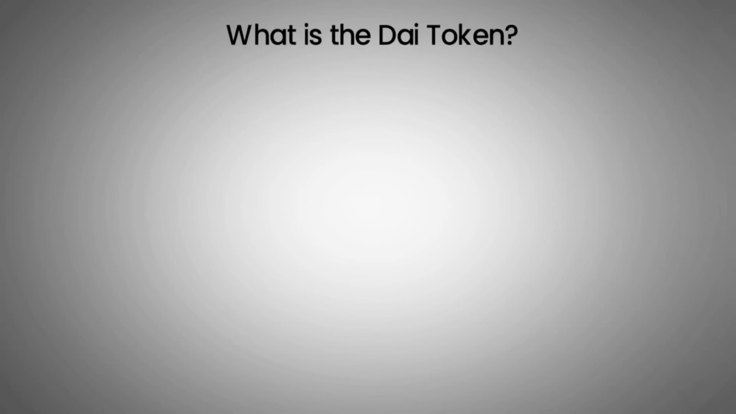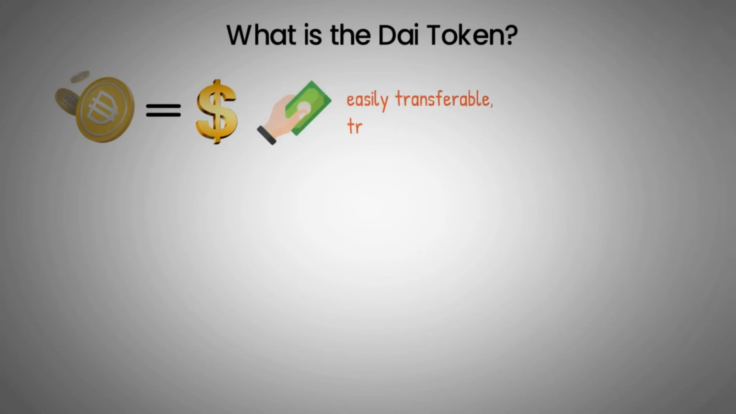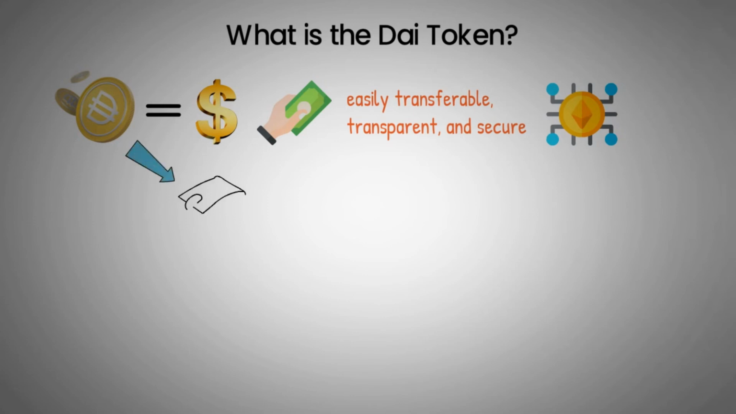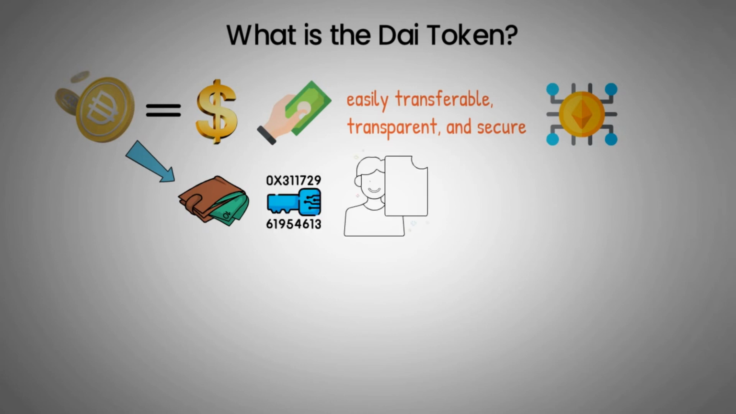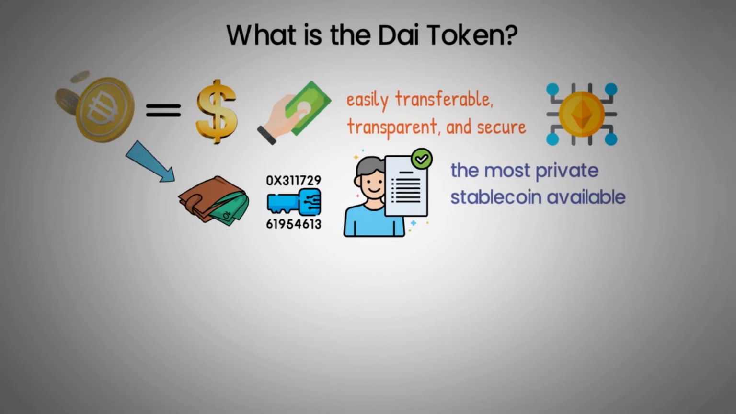What is the DAI token? DAI is MakerDAO's native stablecoin. It's tied at 1-to-1 to the US dollar and is the currency with which users borrow and repay on the Maker Protocol. It's easily transferable, transparent, and secure, as evidenced by its issuance on the Ethereum blockchain. It can be stored in personal hardware wallets like an ERC20 token, where users retain custody of the private keys. A transaction with DAI does not necessitate opening an account or completing any KYC procedures. It is without a doubt the most private stablecoin available.